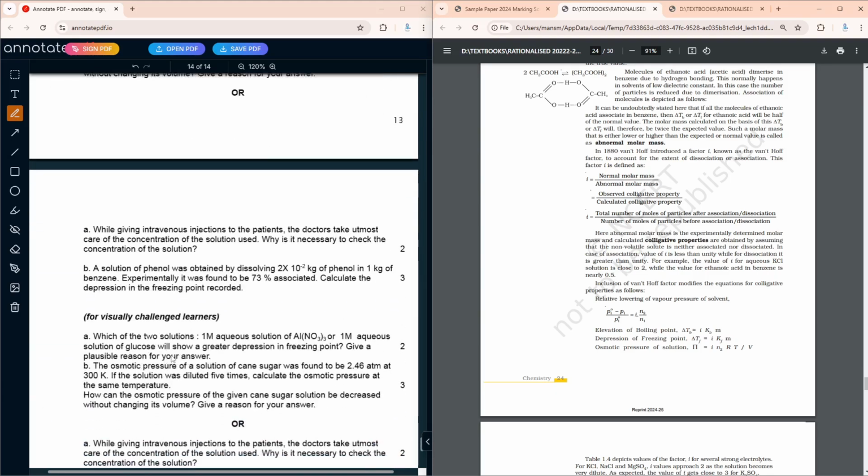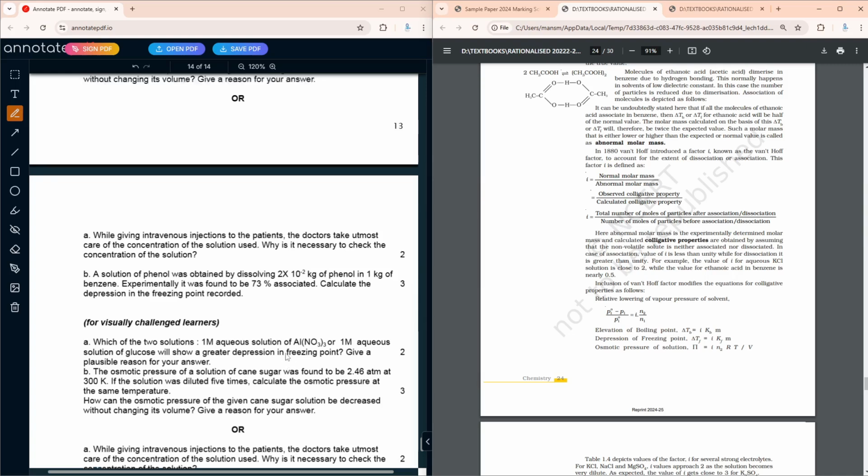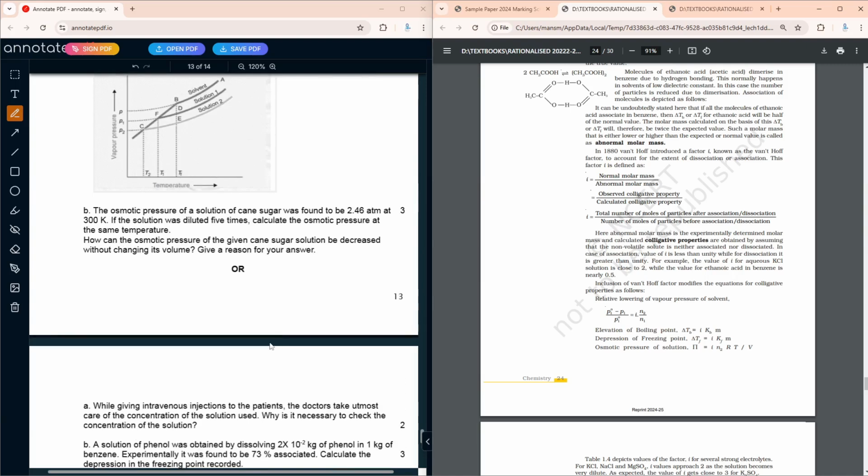Now, the one for visually challenged learners: which of the two solutions? So they've just given you the same question. All they've done is not given you the graph. They've just asked which of them will show a greater depression in freezing point, and all you have to do is mention the exact same reason for this question as well. Just that the Van 't Hoff factor is different, right?